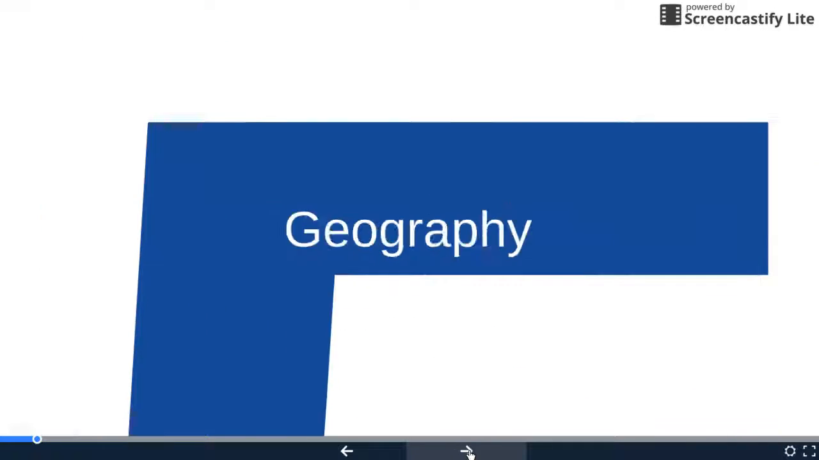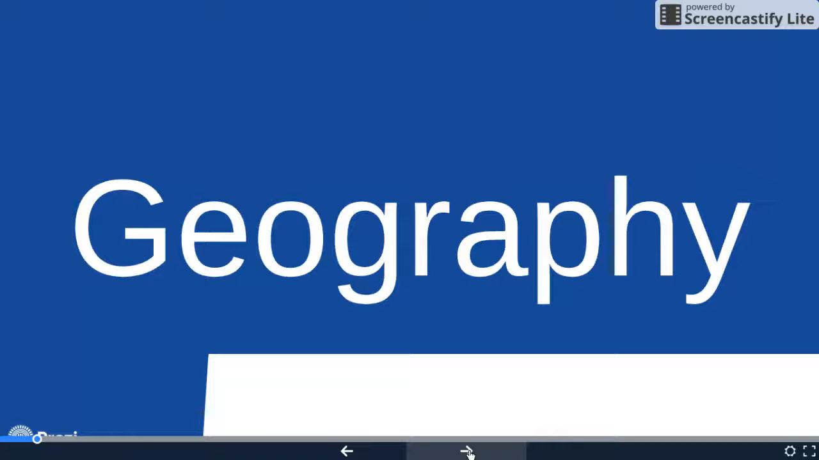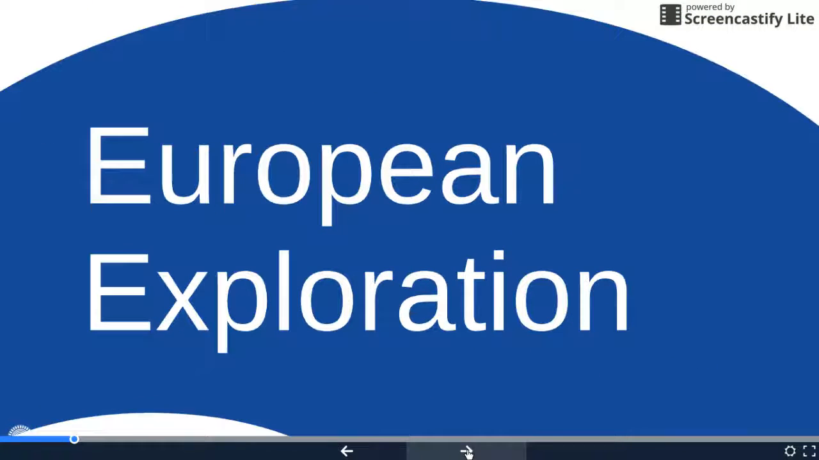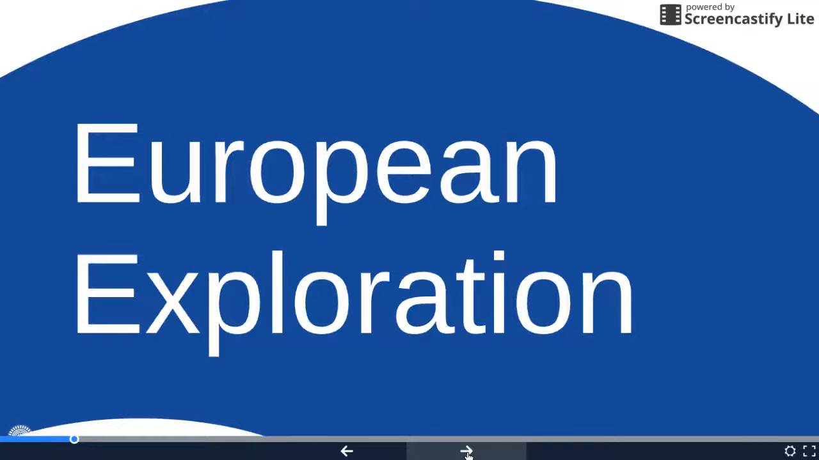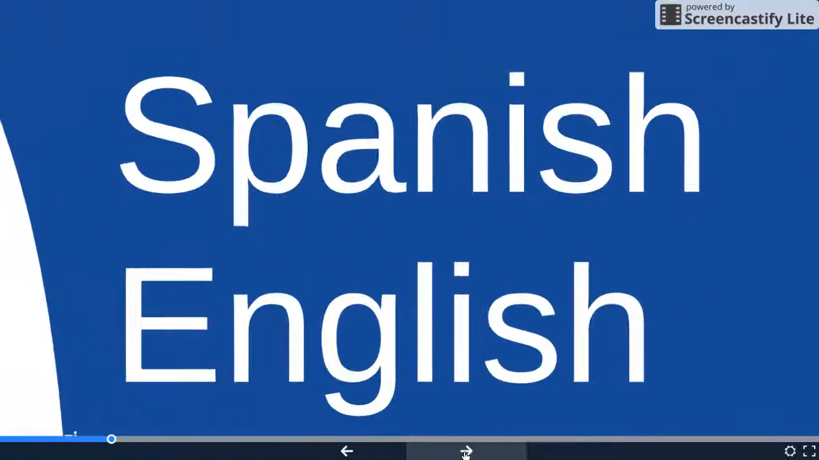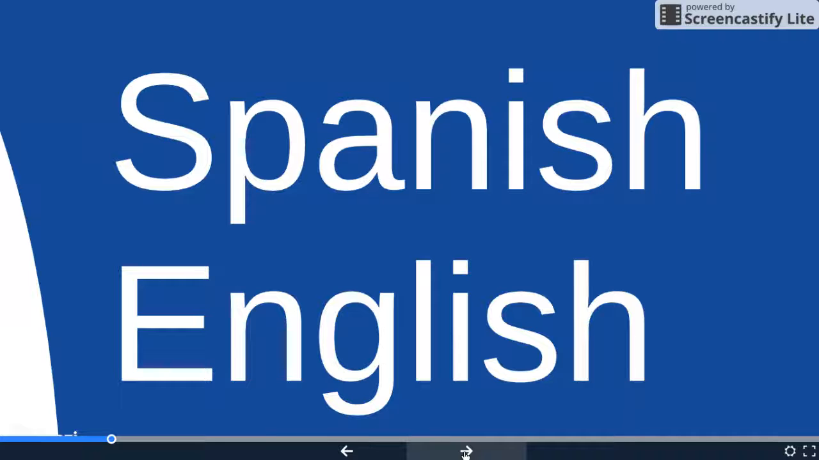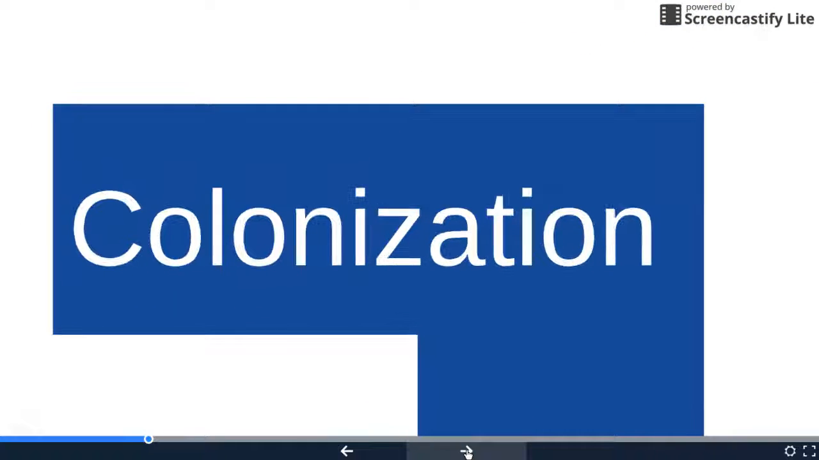So, we're starting off the year learning about geography, and we're learning all the different aspects of geography and how it will help them to understand the future events that we're going to be studying as the year goes. After geography, we're going to be studying about European exploration. With the European exploration, the two countries we'll be focusing primarily on are going to be Spanish and English exploration. That will lead us into colonization.